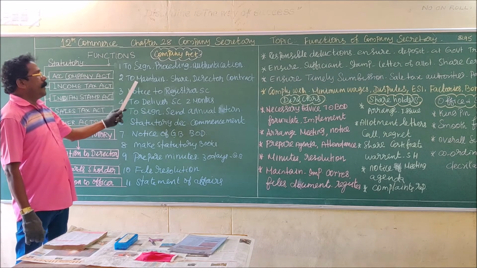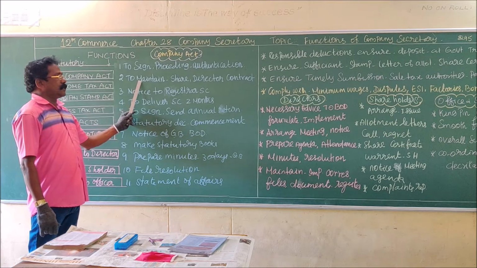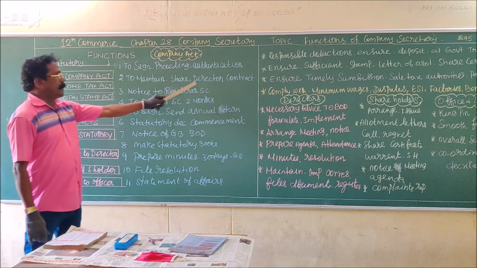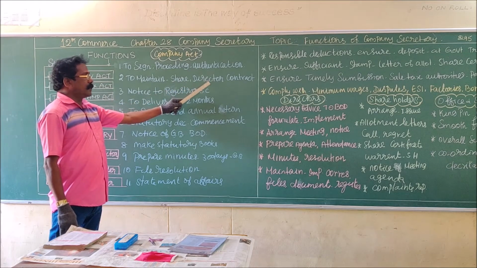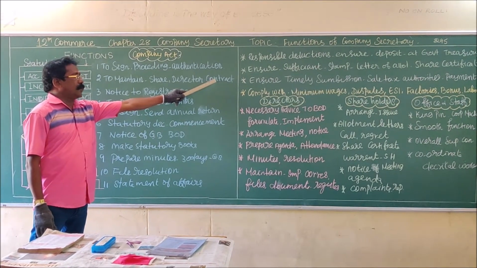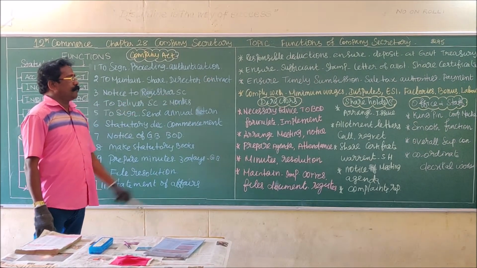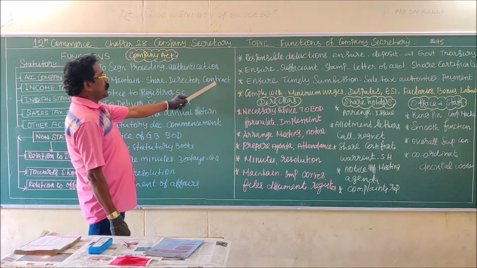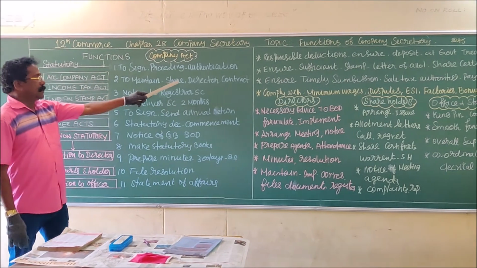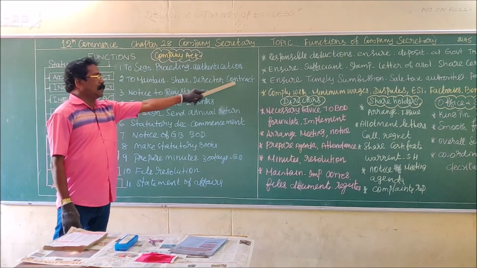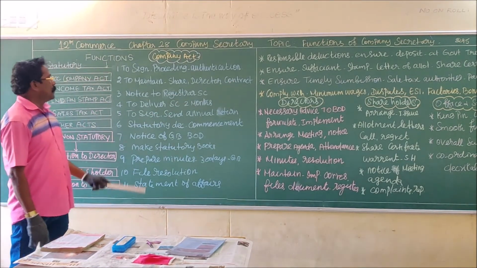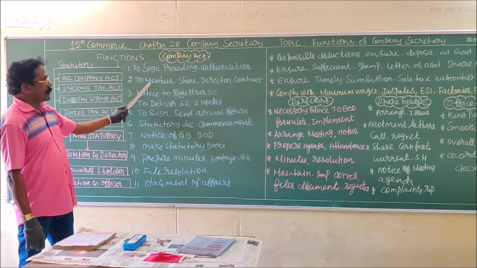Second one, to maintain the various registers, namely the shareholders register, the register of directors, and the register of contracts of the company. So number one, shareholders, directors and the contracts of the company. So, to maintain the various registers.